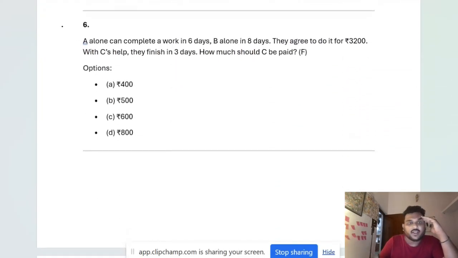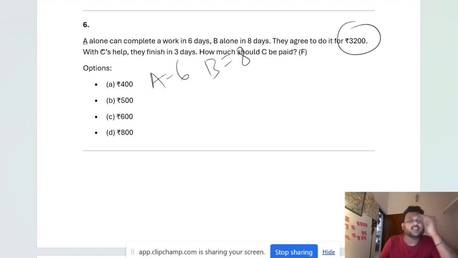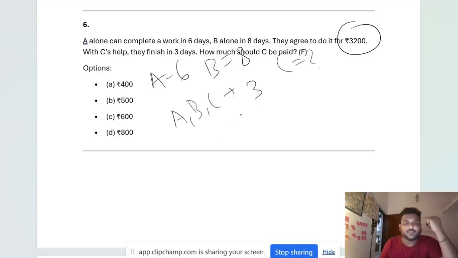Let's go ahead. A alone can complete a work in 6 days, B alone in 8 days. They agree to do it for this much money. With the help of C, they finish the work in 3 days. So how much should C be paid? So first we need to find how many days C takes. Then we will see how much to pay him.